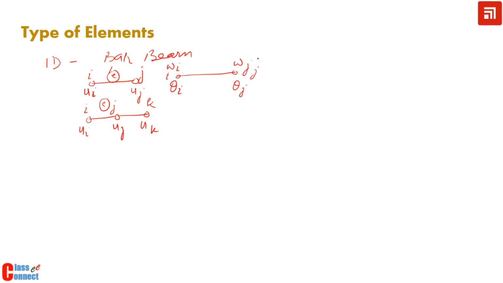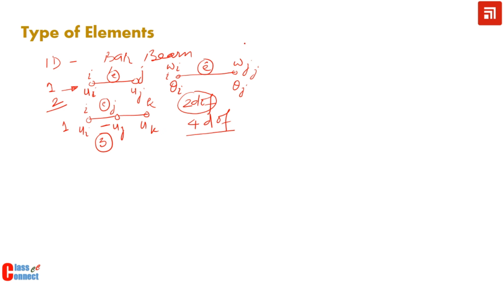It means this is 2 degrees of freedom per node, and for the eth element the total degrees of freedom will be 4. This is how we can define the degree of freedom per element, and this is the degree of freedom per node. In this case, the degree of freedom per node is 1 and degree of freedom per element is 2. In this case, degree of freedom per node is 1 and degree of freedom per element is 3.